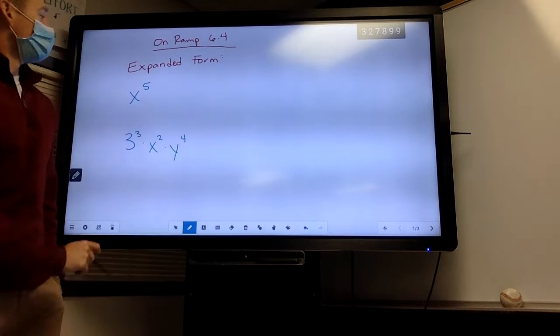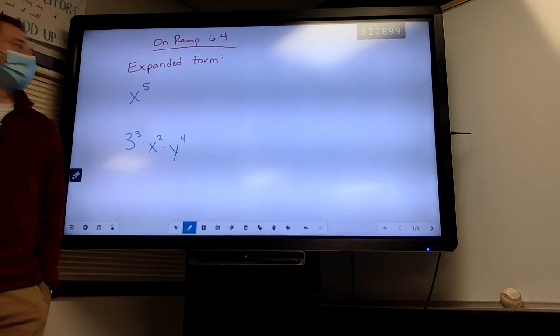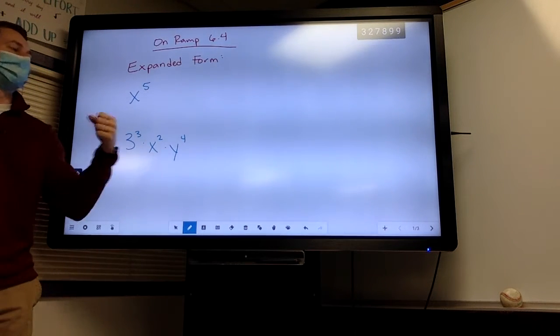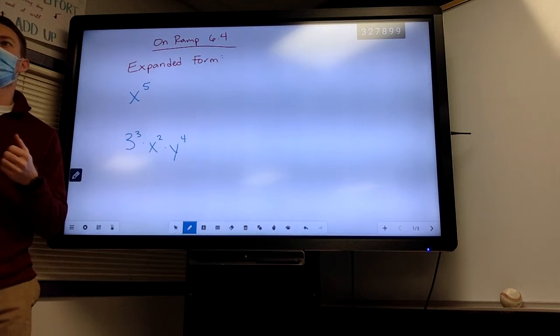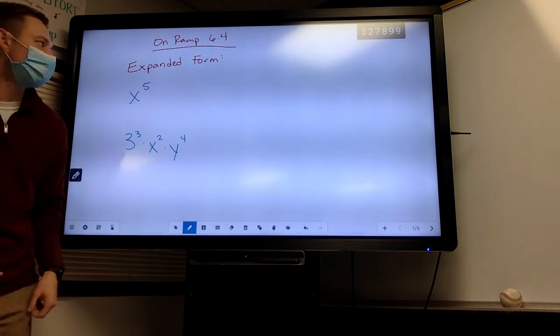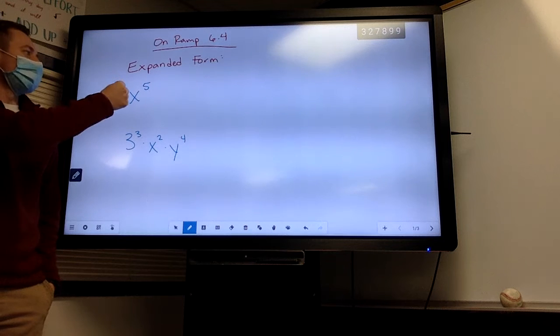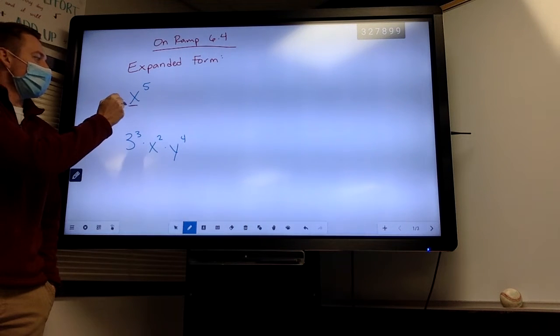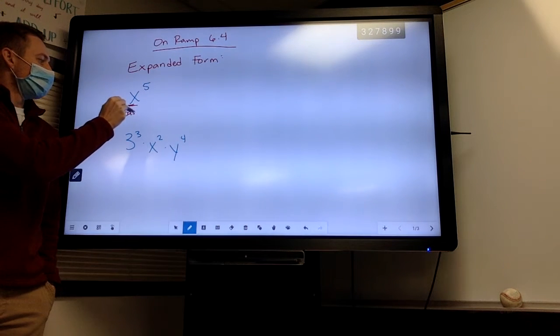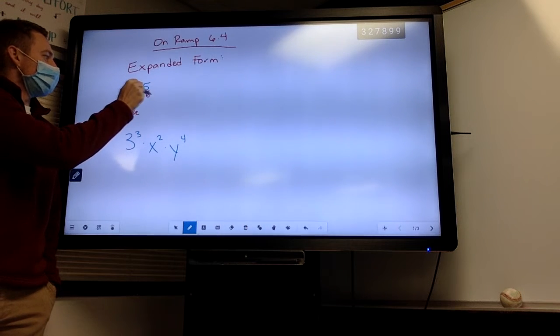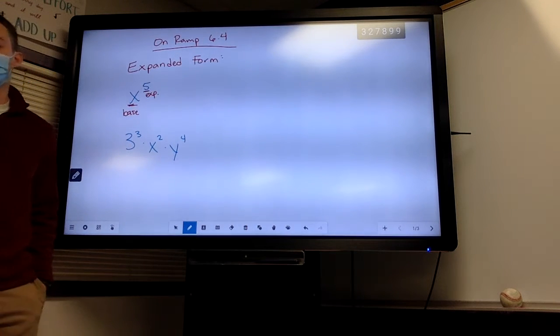Okay, so we are going to start the on-ramp 6.4. We are going to go from expanded form and then back into exponential form. So we saw exponential form yesterday. That'd be something like x to the fifth, where this x is the base and this 5 is the exponent. Okay, so let's start there.